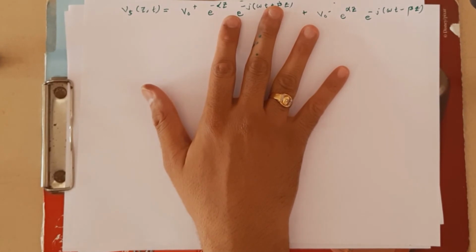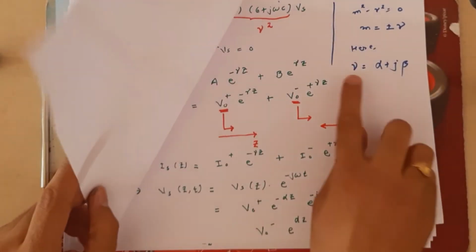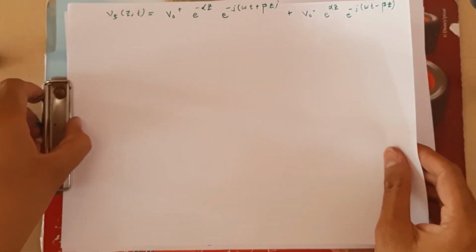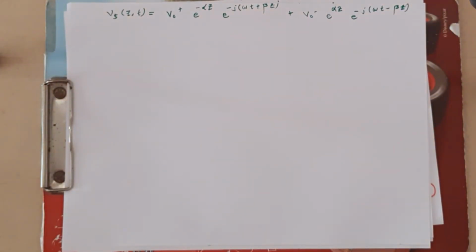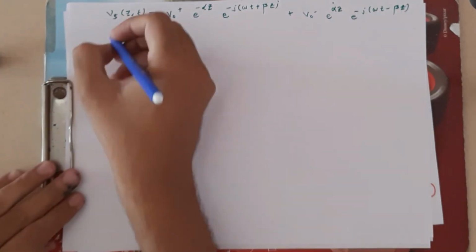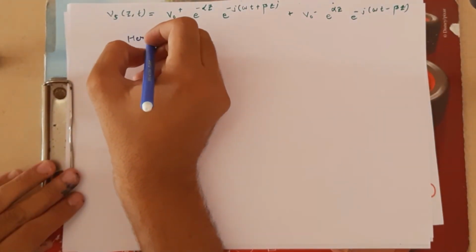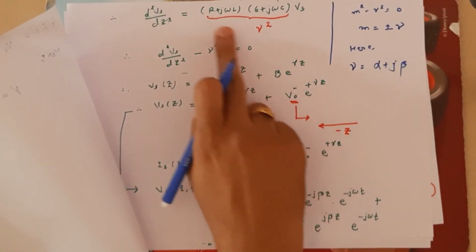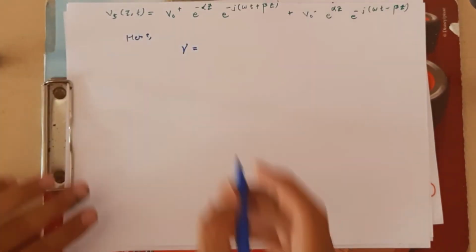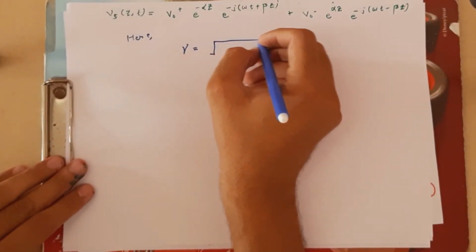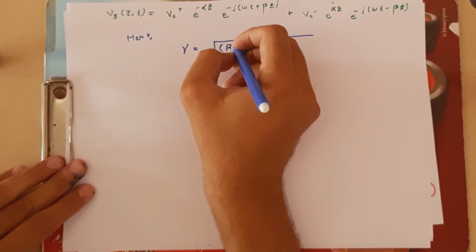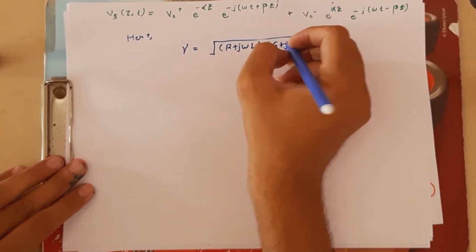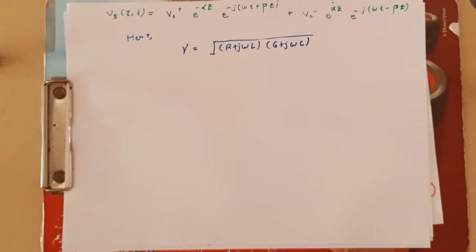So the question is, what is gamma? Here gamma is known as the propagation constant. Now we have to discuss what gamma is. We assume gamma square is equal to r plus j omega l times g plus j omega c. So gamma is the square root of r plus j omega l times g plus j omega c.